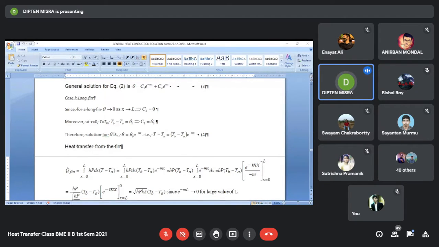The temperature distribution will be something like this. And what is this value? This is equal to TB. At x equal to 0, T will be equal to TB. And as you move away, it will be approaching a value of T ambient. This is our T ambient.